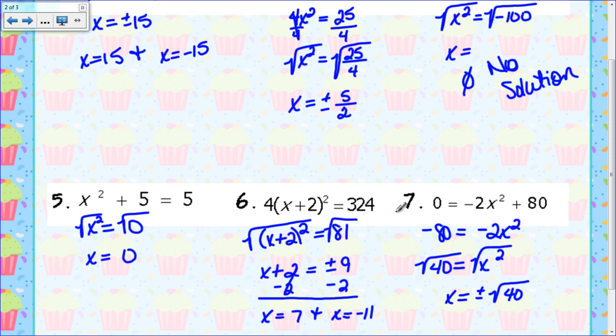Okay, for number 6, I divided both sides by 4 first so I could have the squared term all alone, and I got x plus 2 squared was equal to 81. Then I took the square root of both sides, so I got x plus 2 is equal to plus or minus 9. Don't forget that plus minus.